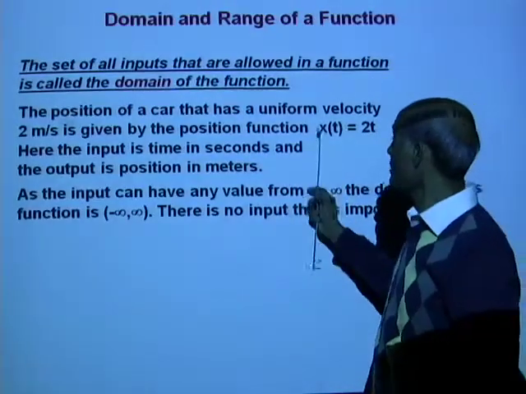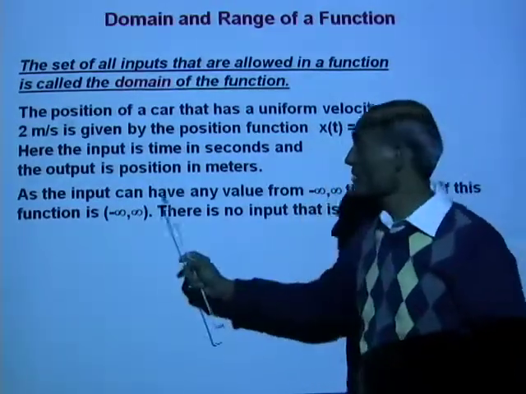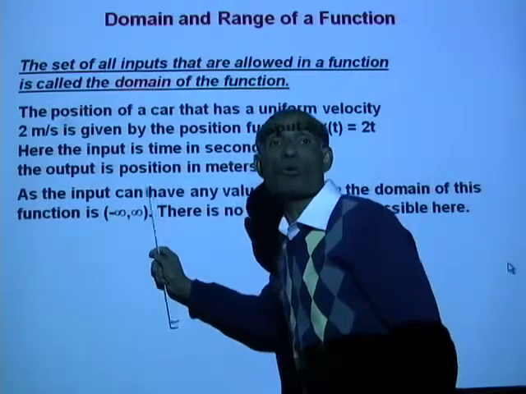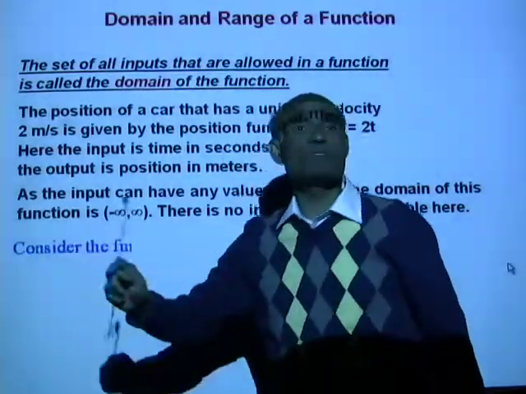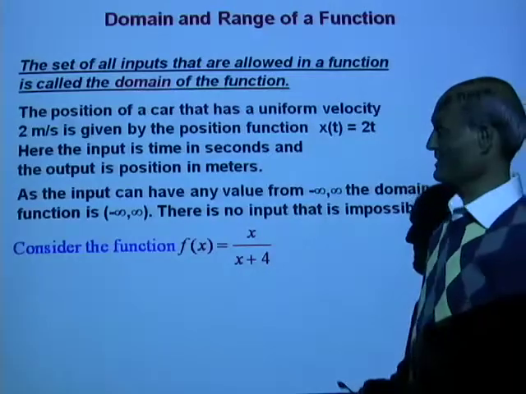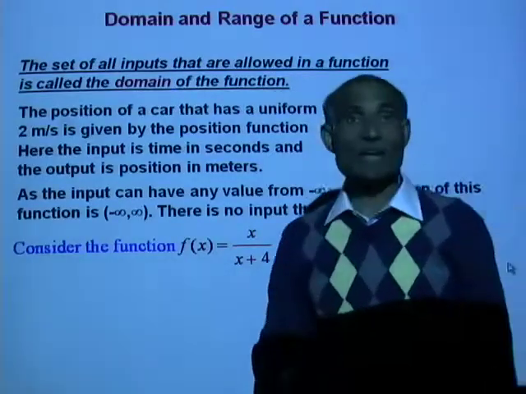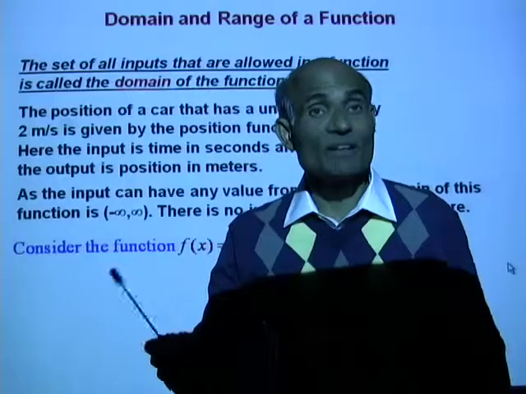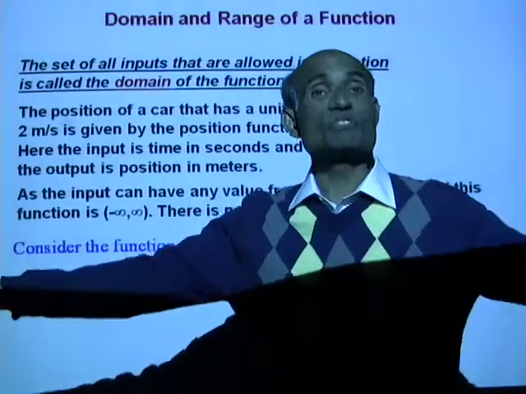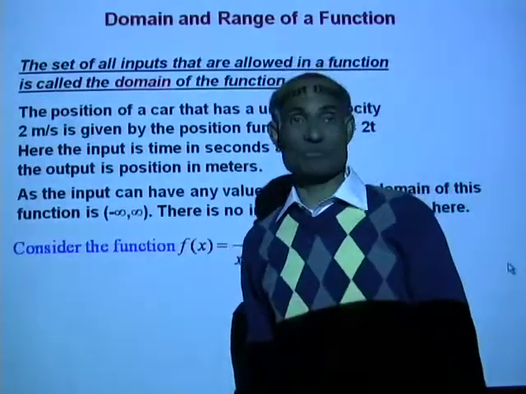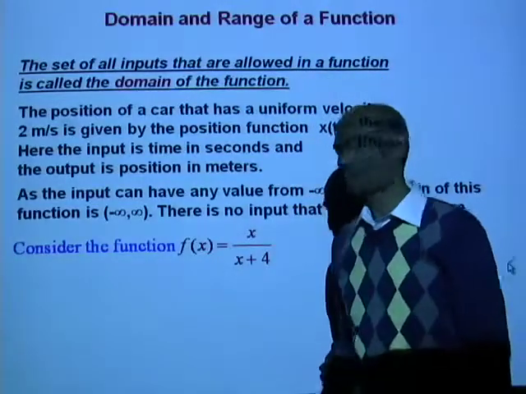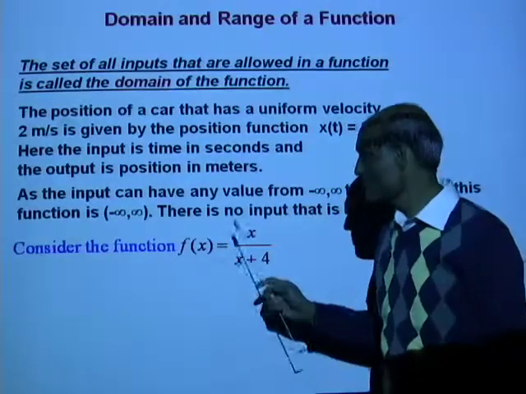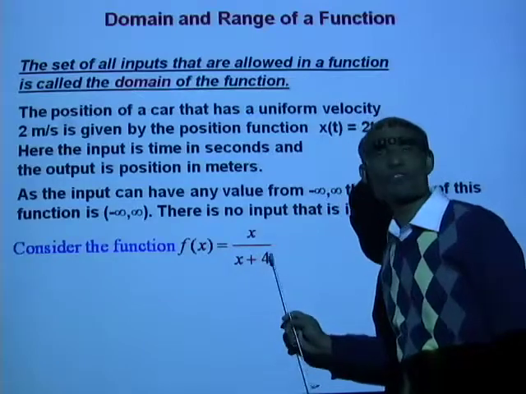Therefore, we say the domain of this function is the set of all real numbers from negative infinity to positive infinity. In the same way, for your function a of t equal to 7.5t, the domain is the set of all real numbers. How about this? F of x equal to x over x plus 4.